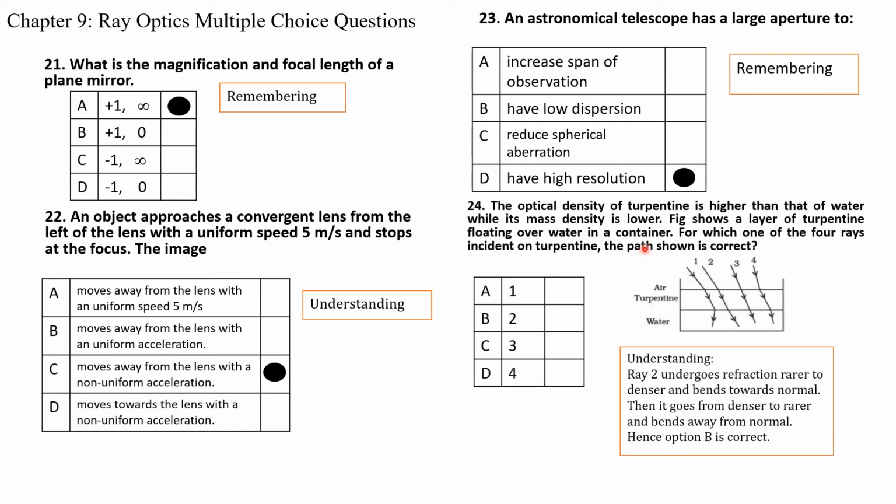Next question. Question number 24. The optical density of turpentine is higher than that of water, while its mass density is lower.